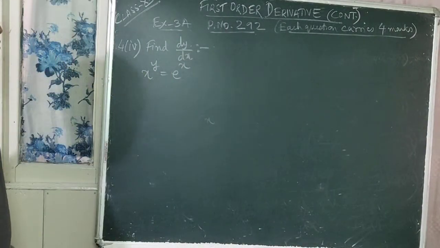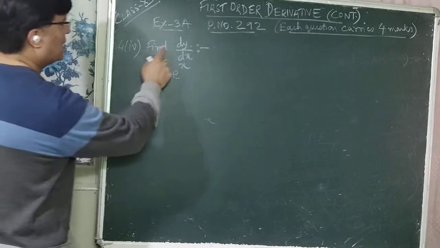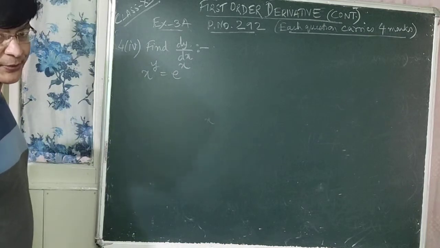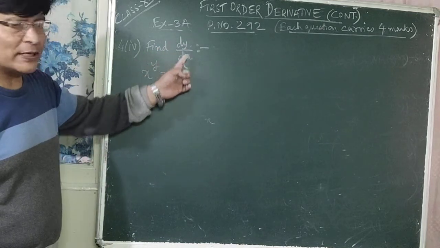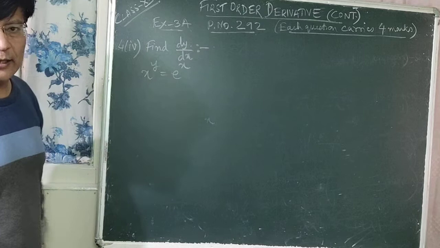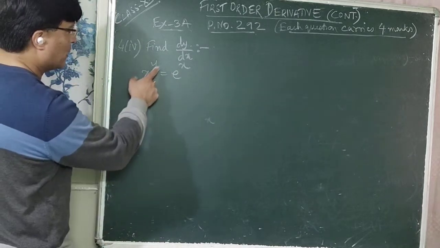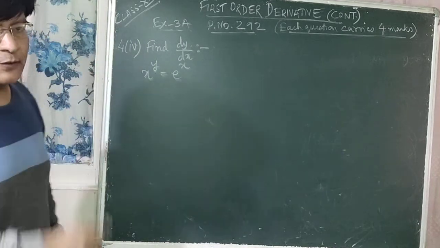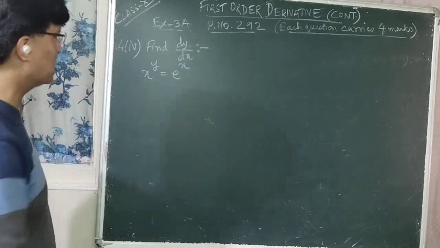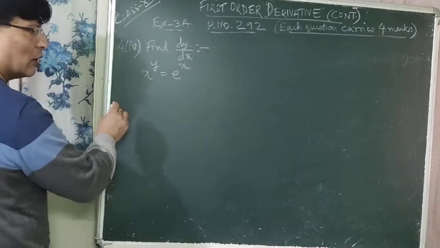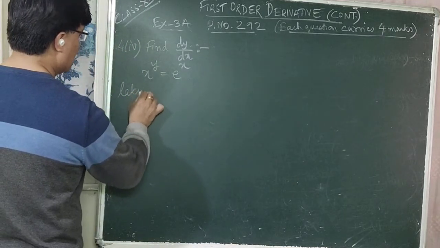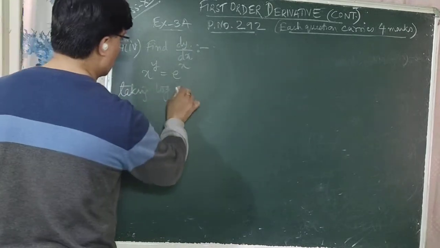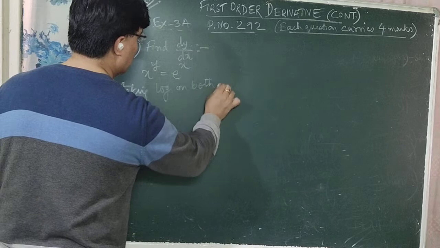Now, we will do the next question, that is number 4. Find dy by dx when x to the power y is equal to e to the power x. Since you have to find out dy by dx, y and x both are the variables here. Okay, so x is the variable, y is also the variable. If the base and the powers are both variables, you have to take log on both the sides. So taking log on both the sides.